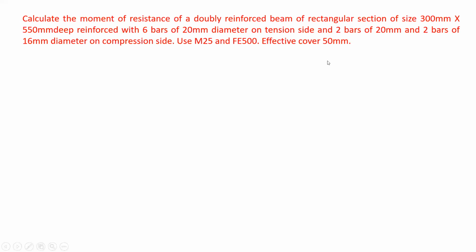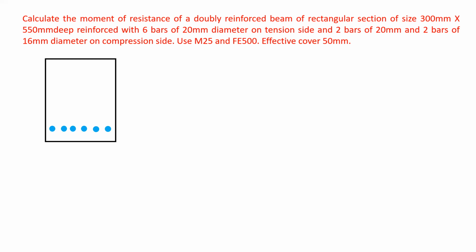Good evening. Now we are going to solve the second problem: calculate the moment of resistance of a doubly reinforced beam of rectangular section of size 300 mm by 550 mm deep, reinforced with 6 bars of 20 mm diameter on the tension side and 2 bars of 20 and 2 bars of 16 on the compression side, and use M25 and Fe500.